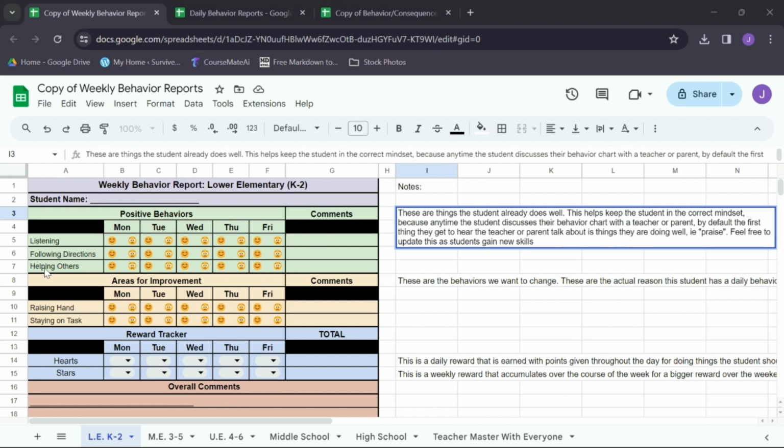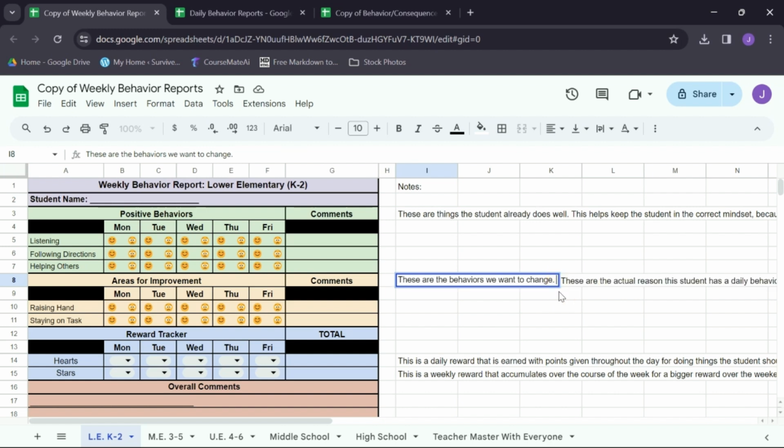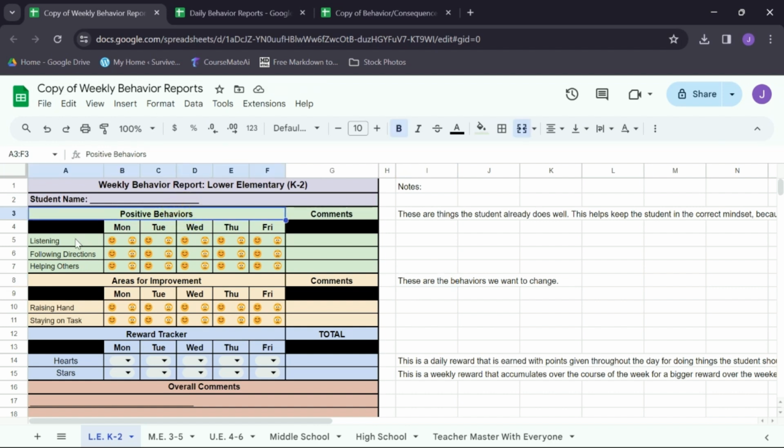And of course, these can be adjusted. These can change as the students gain skills. Then right under there are the areas for improvement. These are the behaviors that we may want to change, the actual reasons a student may have a behavior chart to begin with. Of course, this is the weekly chart, so I copied and pasted this over. Let me go ahead and change that. So up here are things they're doing well. That's the first thing you talk about. And then things that need to be improved are right here.